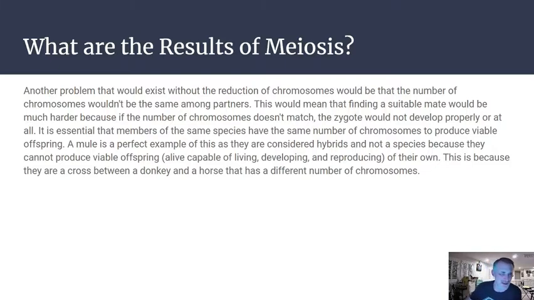A good example of this is a mule. A mule is a perfect example. They're considered hybrids. They're not a species because they don't produce viable offspring. They're infertile. And basically, a mule is a cross between a horse and a donkey. All right, so that's just one example of what could happen here.